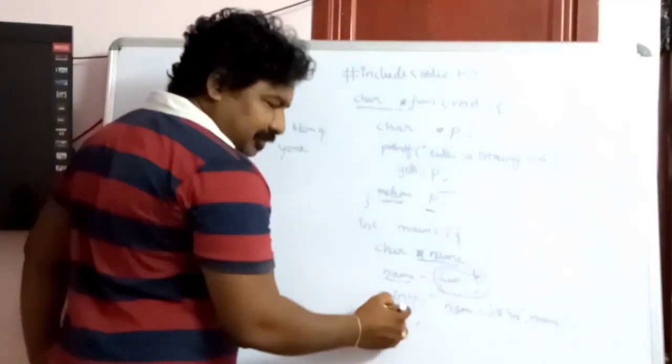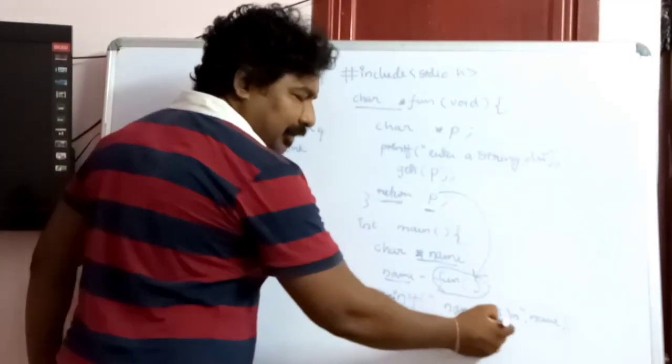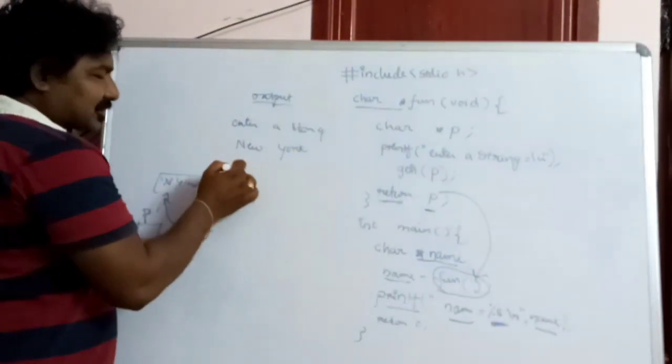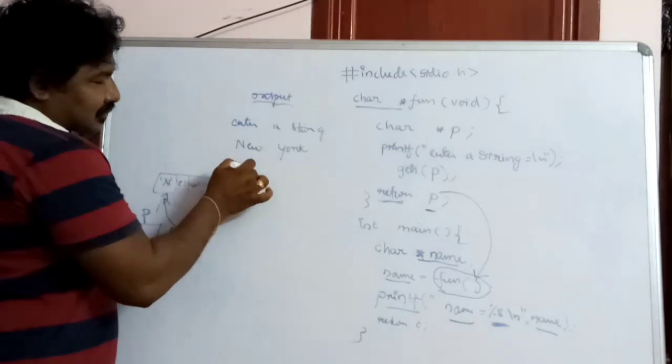Then what happens, I am just printing the contents of name by using the percentage s symbol. I am printing the value name, so it prints New York on the screen. So name is equal to New York.